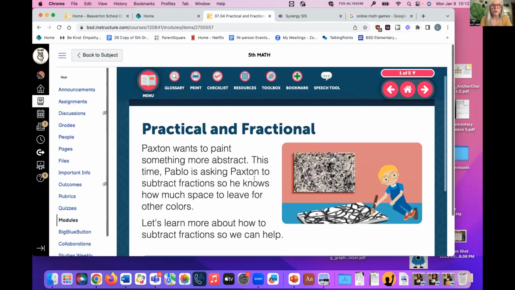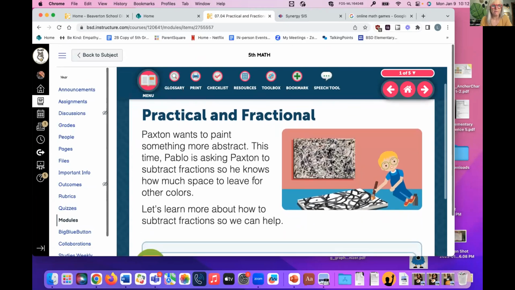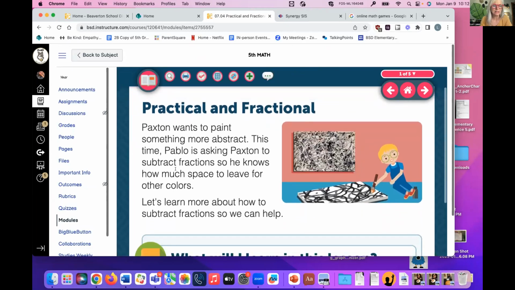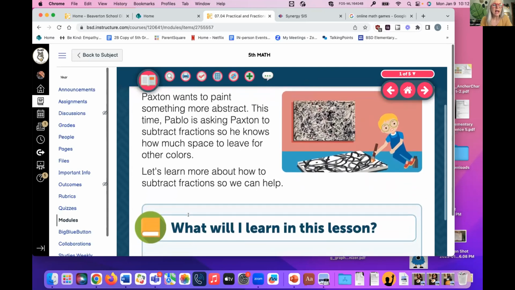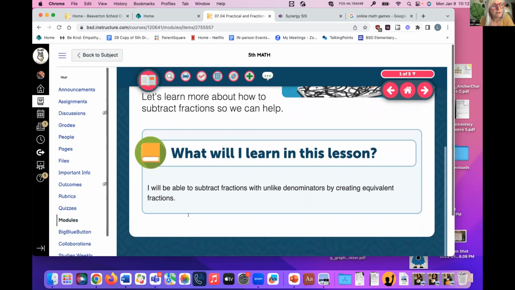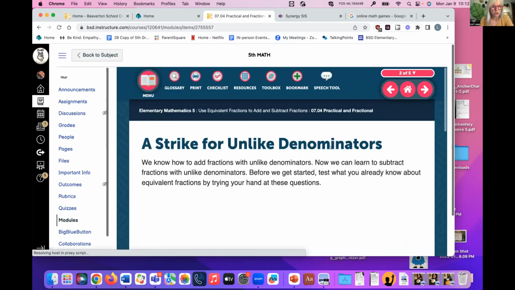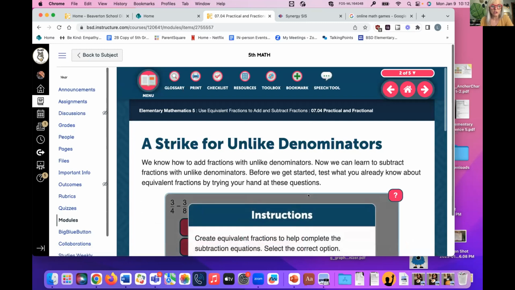Paxton wants to paint something more abstract this time. Pablo is asking Paxton to subtract fractions, so he knows how much space to leave for other colors. Let's learn more about how to subtract fractions. Honestly, if you understand how to add fractions with like denominators, then you're going to be able to subtract fractions with unlike denominators by creating equivalent fractions. It's the same thing you did with addition, but with subtraction.